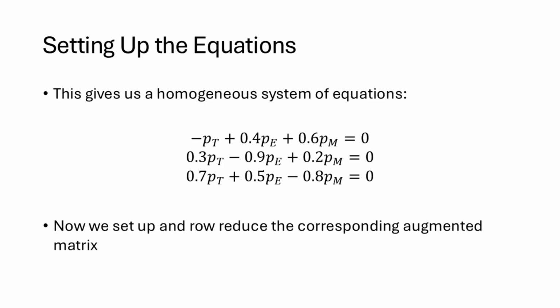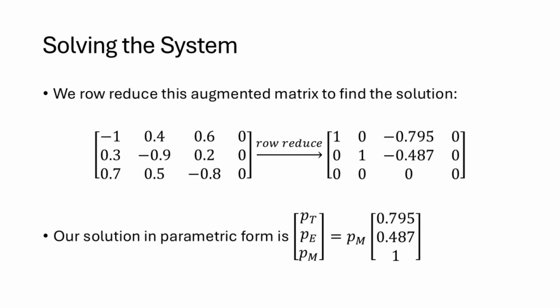All right, so this gives us a homogeneous system of equations, and we've been talking about how to solve those kinds of systems. We set up and row reduce the corresponding augmented matrix, and then if we write our solution in parametric form, our free variable is pm, which gives us the solution (pt, pe, pm) equal to pm times the vector (0.795, 0.487, 1).